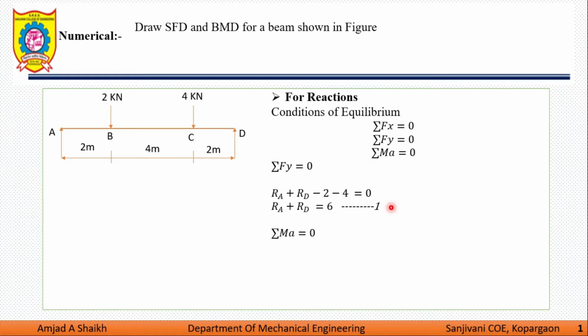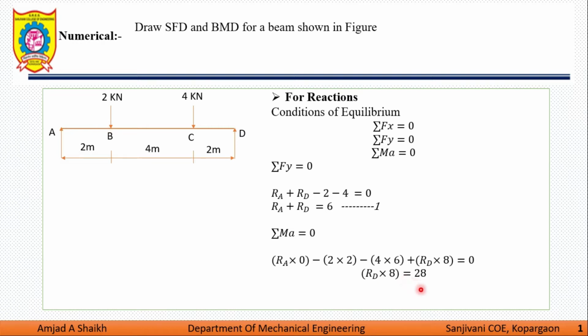Next, summation of moment is equal to 0. Clockwise moment negative and anti-clockwise moment positive. As moment is the product of force into perpendicular distance, whereas 2 kilonewton and 4 kilonewton are clockwise in nature, so they are negative, and force RD, which is anti-clockwise in nature, is positive. 2 kilonewton load is 2 meters away from point A, so 2 into 2 is the moment of 2 kilonewton. 4 into 6 is the moment of 4 kilonewton, and RD into 8 is the moment of RD.